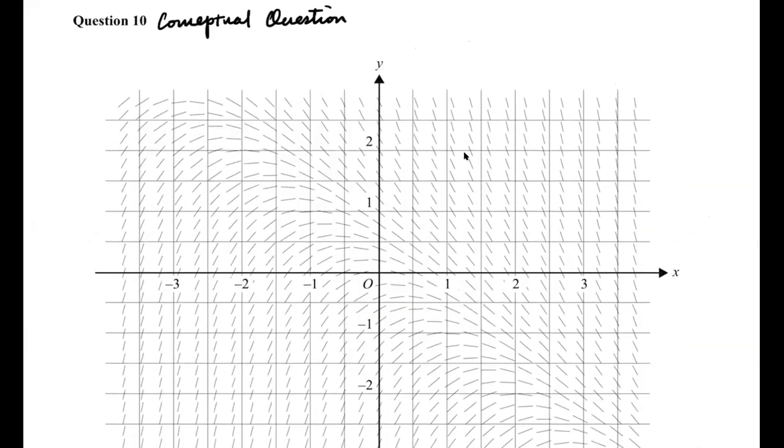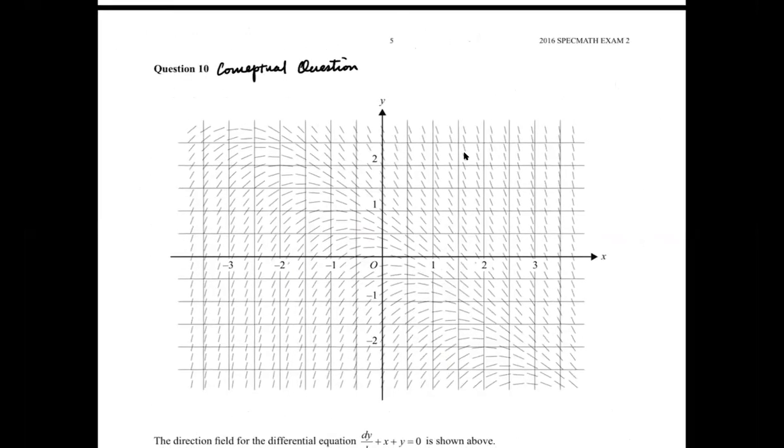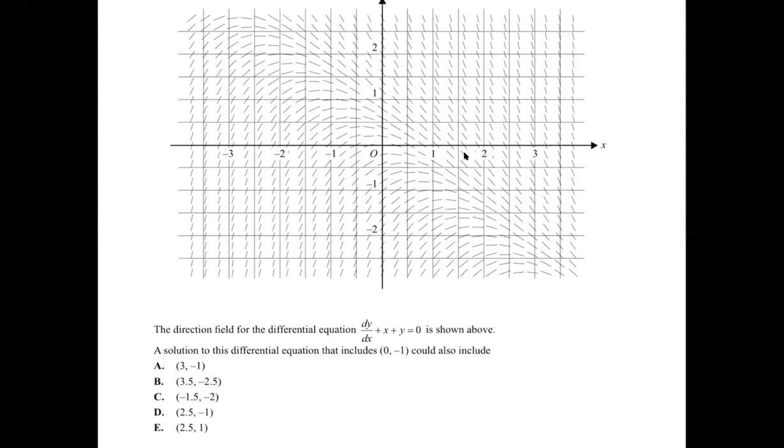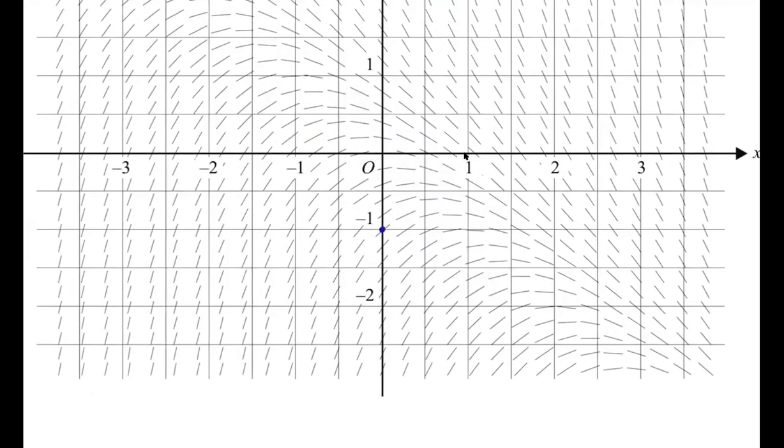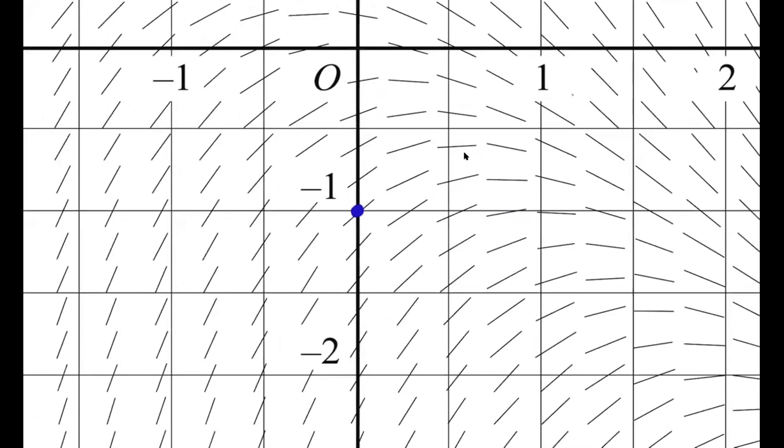Question 10. Right. This is a typical type of differential equation question, slope field in particular. So you need to look at the given initial condition and draw an accurate sketch to estimate any possible value you are interested in. So (0, -1) is where? It's here, right?